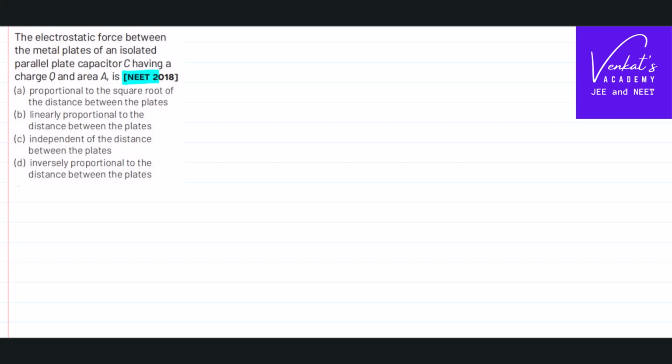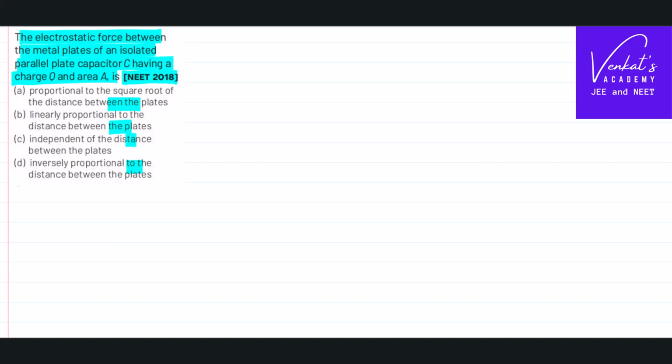This is the NEET 2018 question basing on electric capacitors. The problem is like this. The electrostatic force between the metal plates of an isolated parallel plate capacitor C having a charge Q and area A depends how on distance between the plates. That's the question, right? So let us try to quickly derive a formula for that so that you will be able to say that answer.